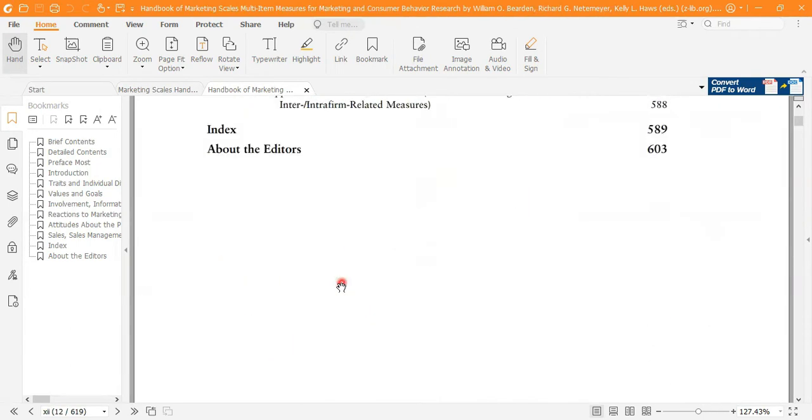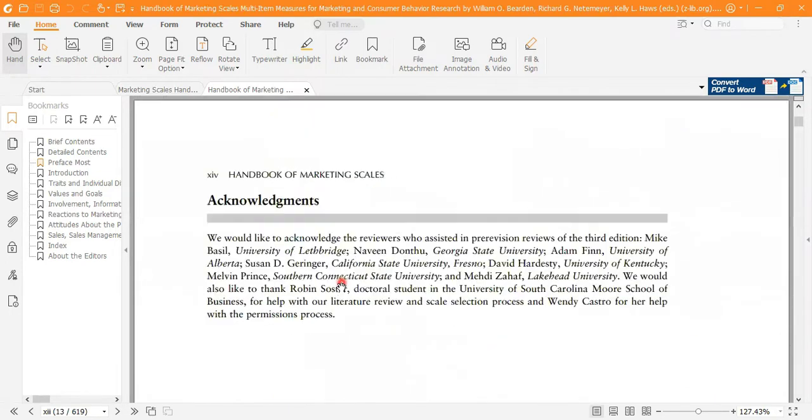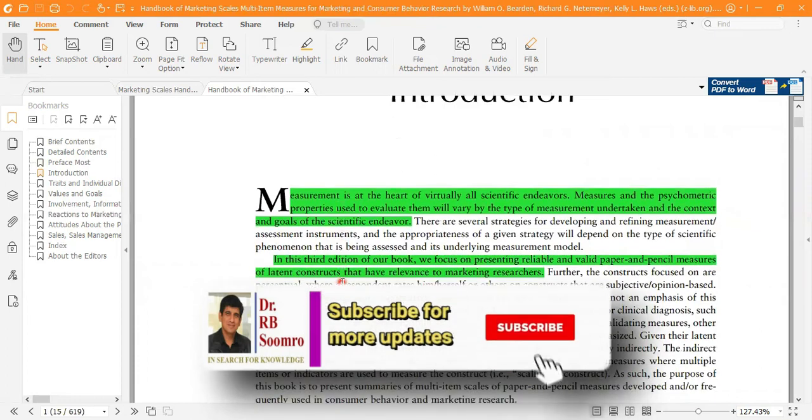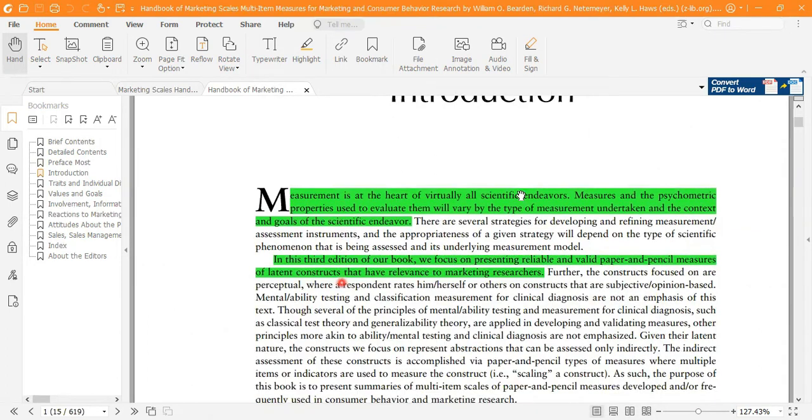Okay, now we are going down. So here, the introduction. First of all, as you know, measurement is the heart of virtually all scientific endeavor. Whatever scientific work you carry out, mostly in our area of social science, we conduct surveys. In every survey, we are required to have some measuring tools through which we can measure the behavior of the people. We can measure quality, attitude, food quality, service quality, and all these things with the help of measurement. So this book is providing all those measurements.